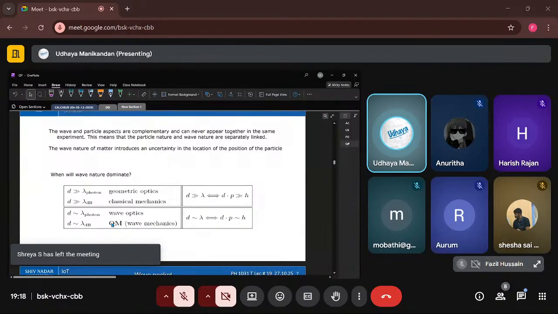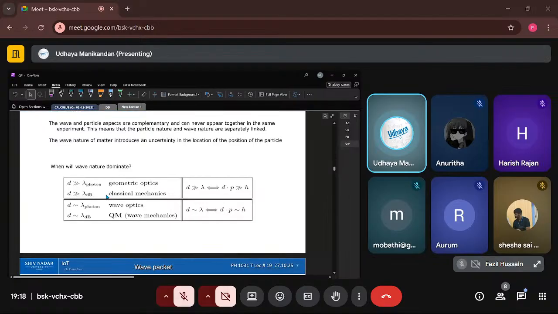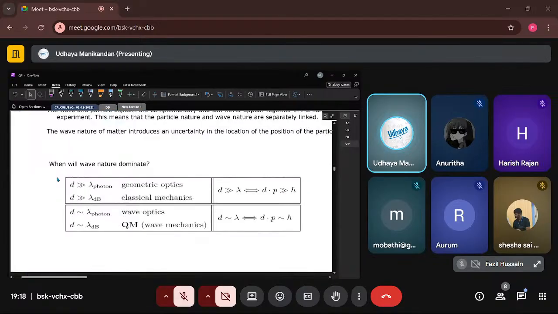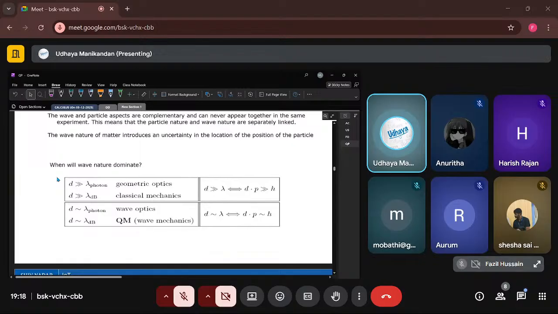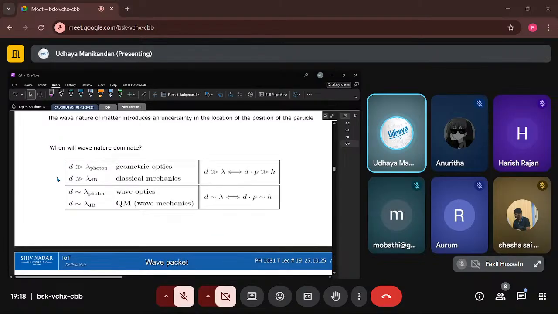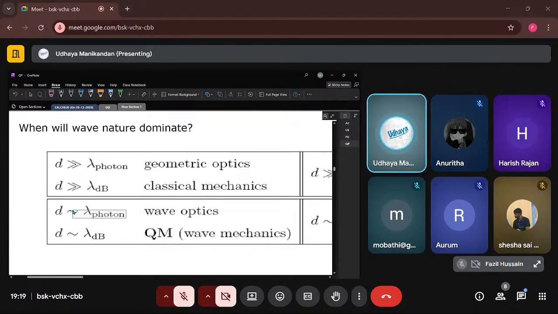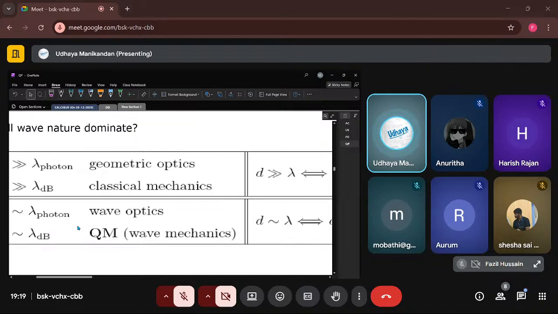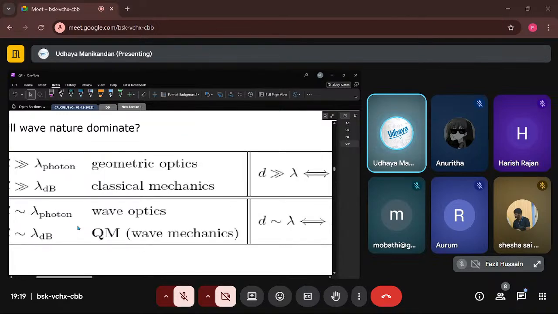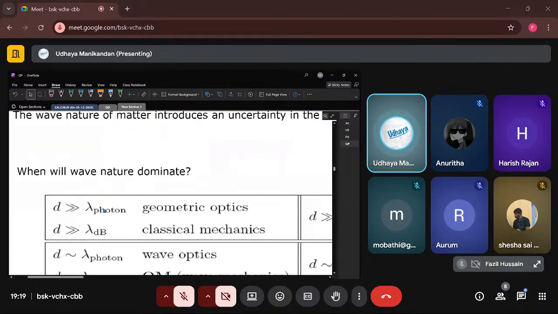And when will which nature dominate? It depends on the distances you are looking at, the scale where you are applying the principles. If it is comparable to your photon's wavelength, then it is purely wave optics. If it is somewhere around the de Broglie wavelength of the particle, then it is purely wave mechanics, quantum mechanics. If it is far greater than the wavelength of the photon, it is geometric optics, basically the light theory which we learned in 12th. And if it is far greater than the de Broglie wavelength, it is going to be classical mechanics. So that is the whole idea here.